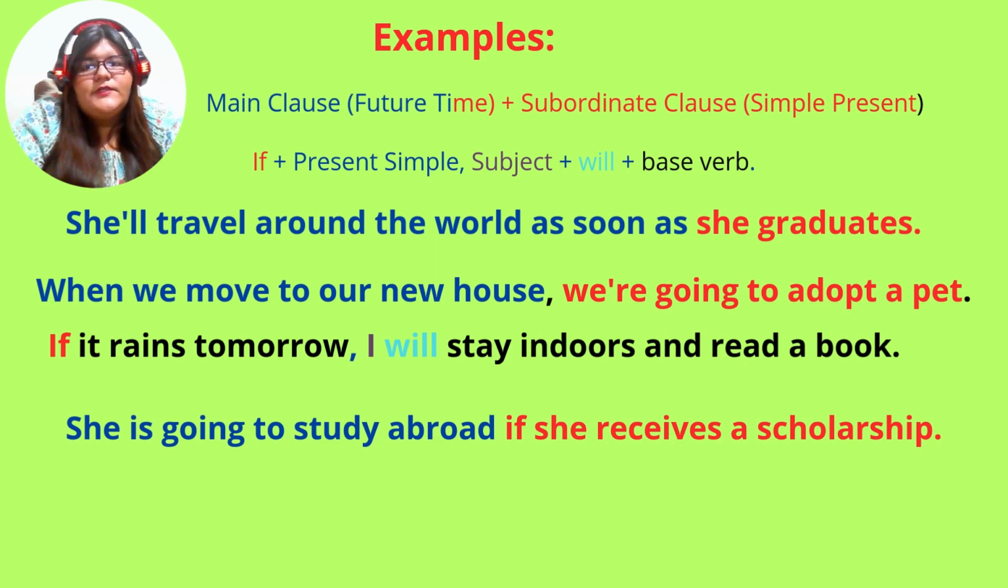Then we have here more examples. Main clause in future time, plus subordinate clause in simple present. If plus present simple, subject plus will plus base form of the verb. She'll travel around the world as soon as she graduates. When we move to our new house, we are going to adopt a pet. If it rains tomorrow, I will stay indoors and read a book. She's going to study abroad if she receives a scholarship.